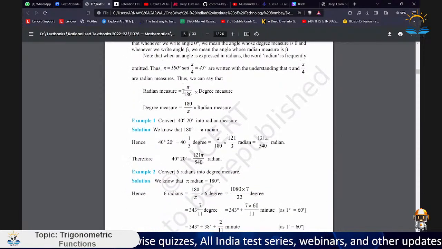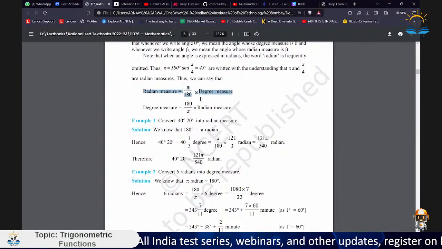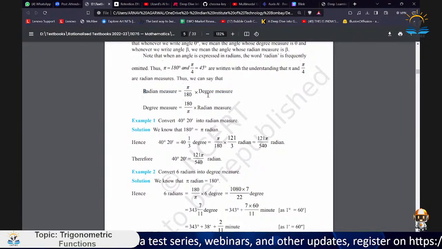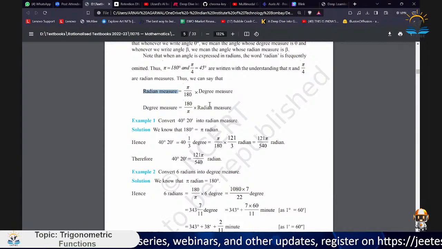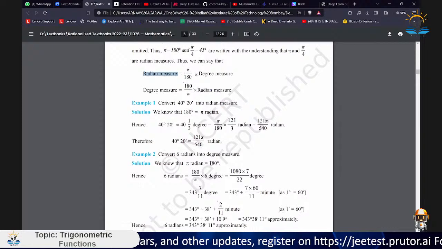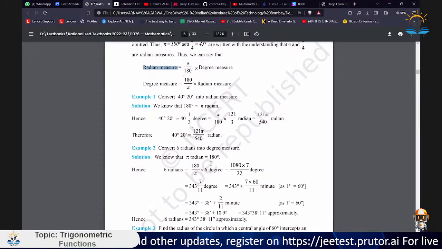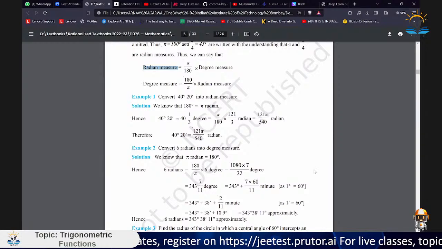They just basically use the unitary method here: if pi radians is 180 degrees, then for other radians, what is the degree measure? And for a degree measure, what is the other radian? We can similarly convert all degrees into radians and radians into degrees. It's quite simple. Let's move forward.